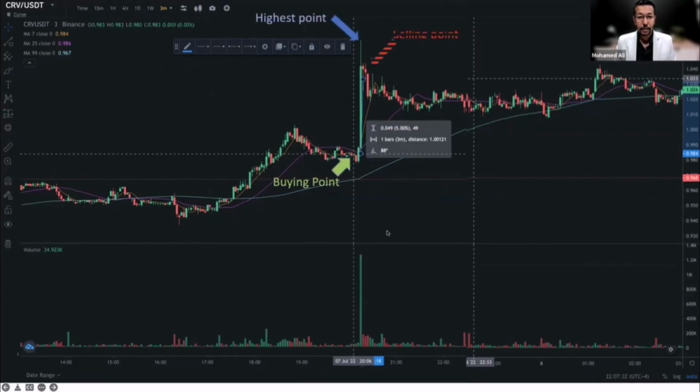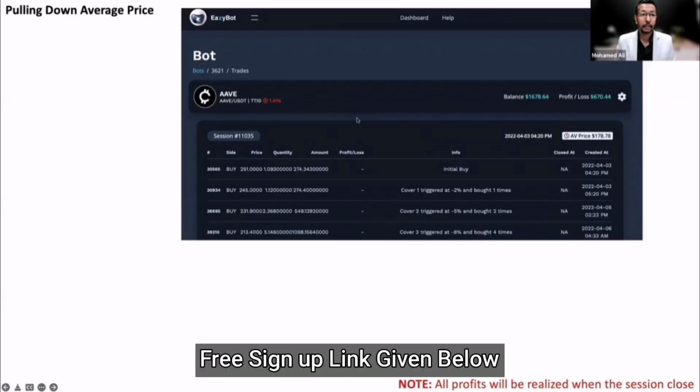Okay, so this is about the first topic that I want to talk about. The second one is we want to look at the pulling down the average price. We've been always looking at that. The main differentiator between Easybot and the other bots out there is that if you open a trade at the price of 100, there is a big possibility that it can close this same trade that opened at the price of 100 at the price of 50 or even lower and still make profit. And that's what we call pulling down the average price.